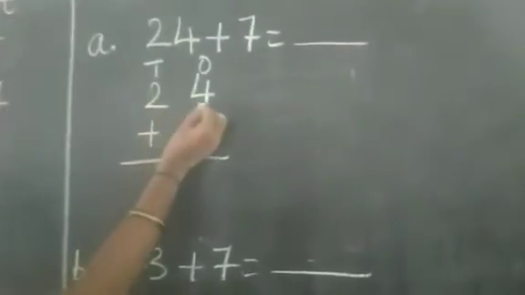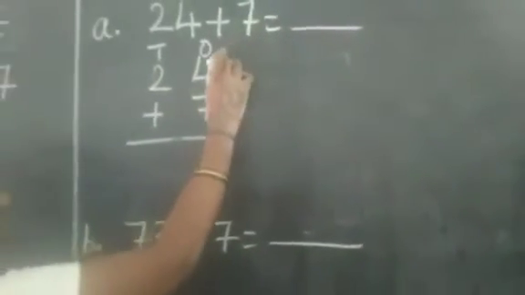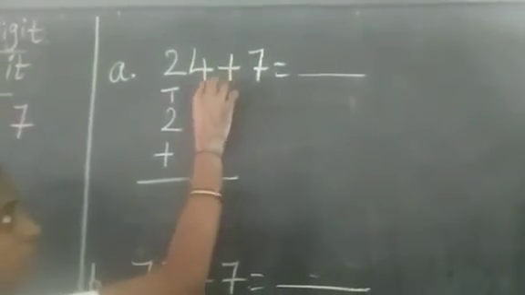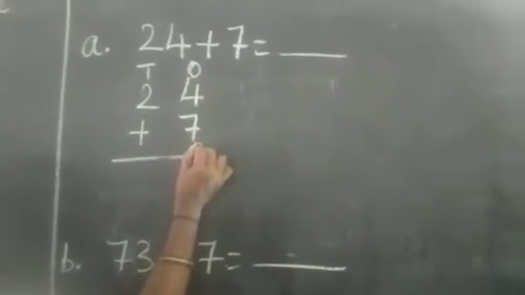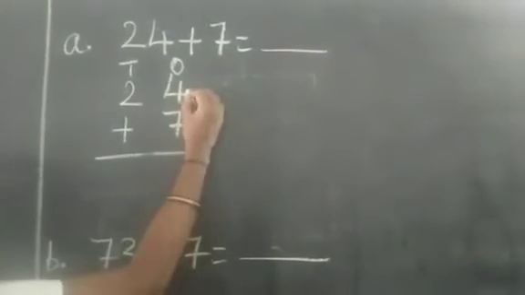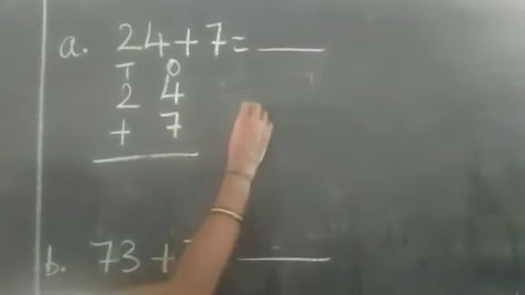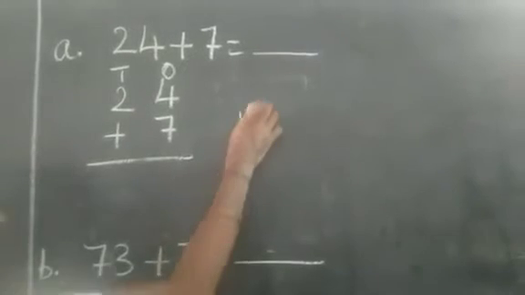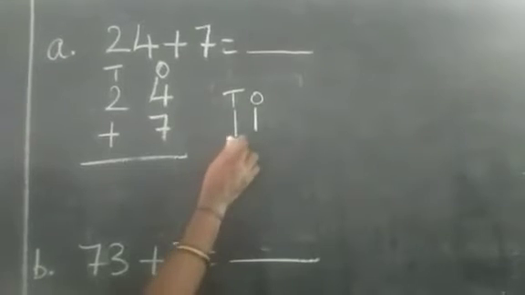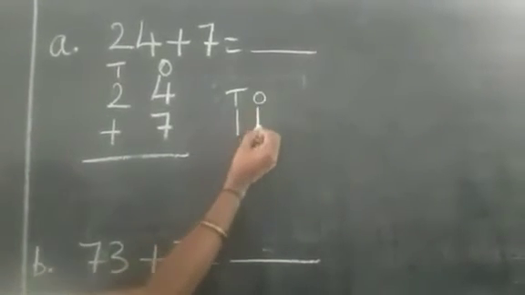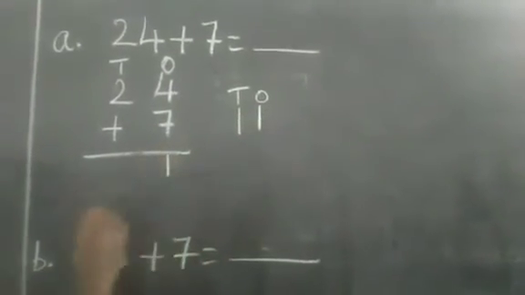Now here is a 2 digit number and here a single digit number. This single digit number 7 will come in the ones place. Okay children, this 7 will come in the ones place. So 7 plus 4: 7, 8, 9, 10, 11. So I am writing here 11. 11 is in the ones place, this is the tens place. So 1 and 1, 11. 1 is in the ones place, 1 is in the tens place.